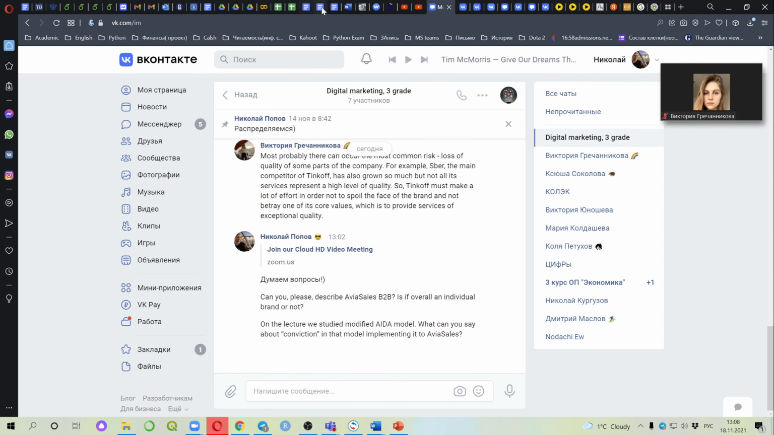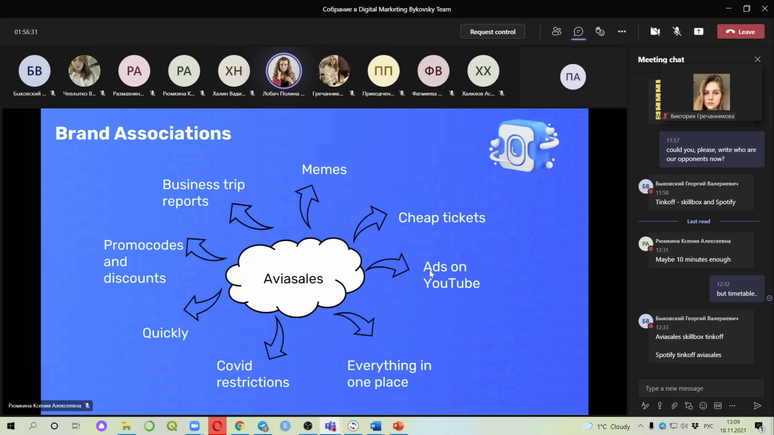Since the search for air tickets takes place in the online format, clients may use the website or special app of AviaSales for getting the services. Thanks to AviaSales for Business, it's possible to create all necessary trip reports for employees.